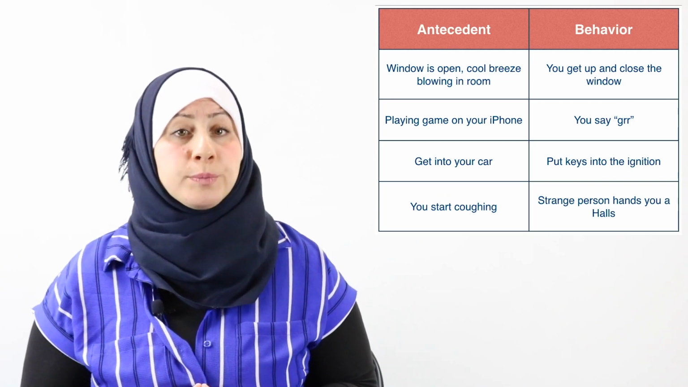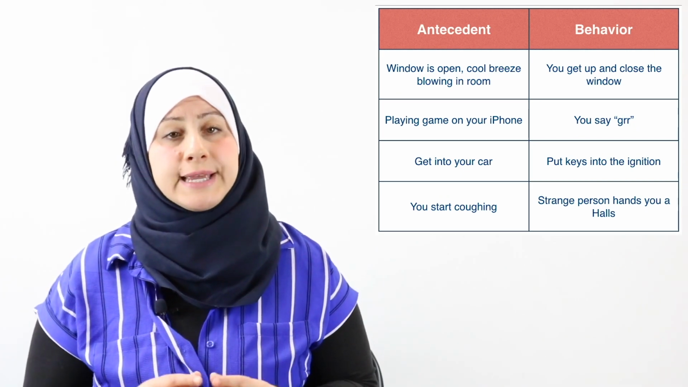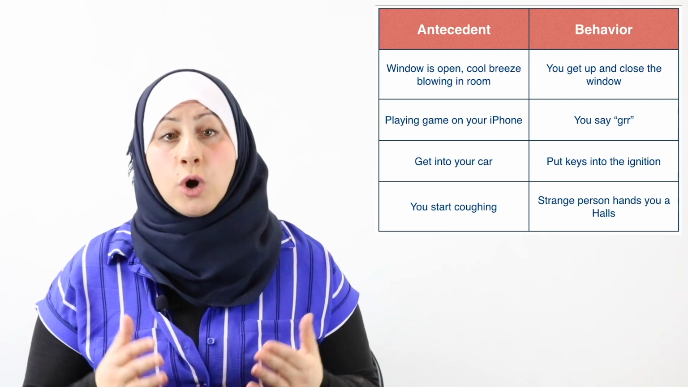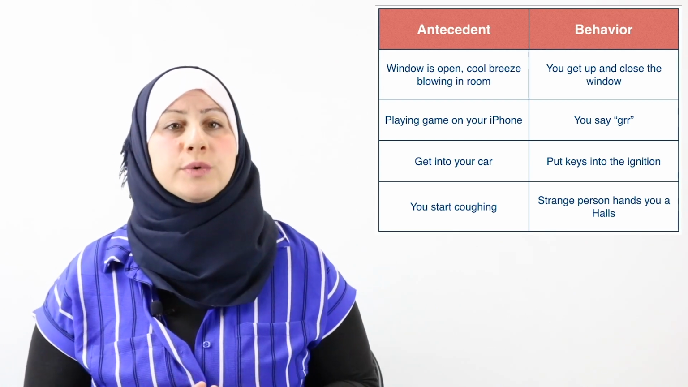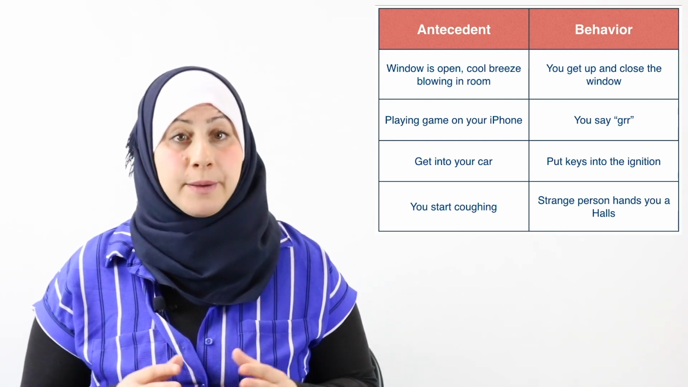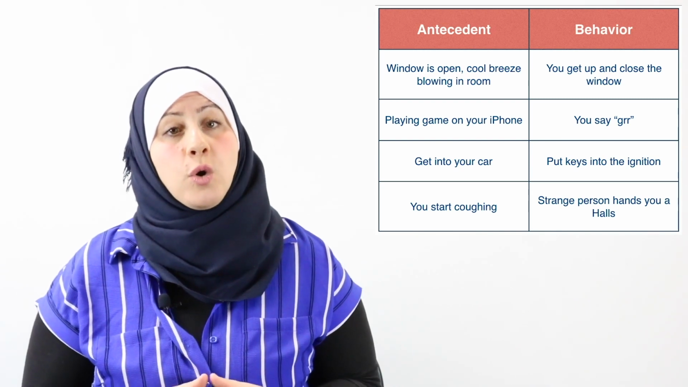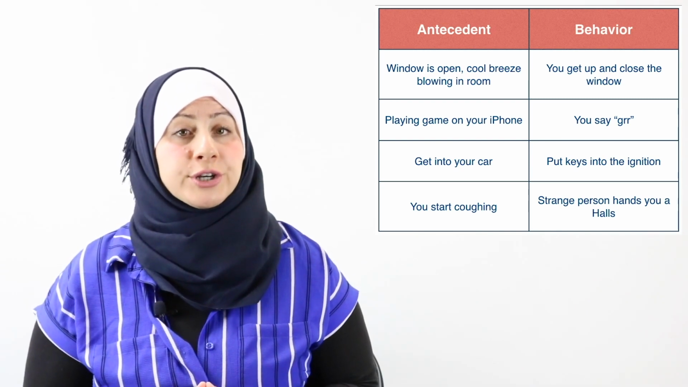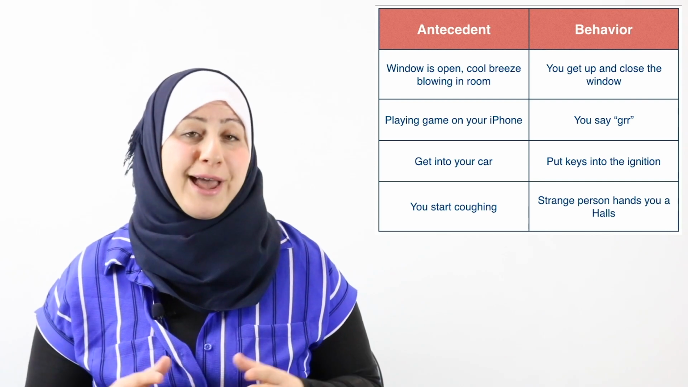Antecedent events occur before the behavior. For example, the window is open and a cool breeze blows into your room. You get up and you close the window. Or maybe you start coughing and a stranger gives you a Halls. This actually happened to me.